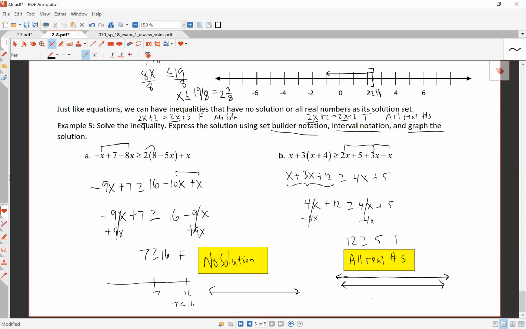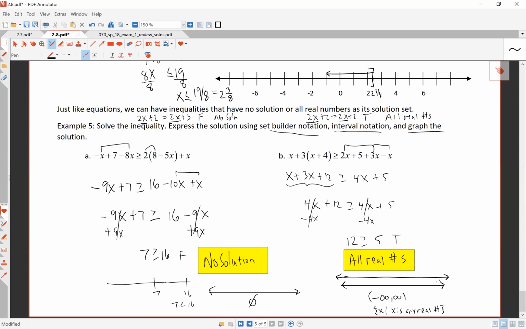In interval notation, you say negative infinity to positive infinity. There really is an interval notation for no solution. You just say it's the empty set. And that really is what you would do for set builder notation as well. But for set builder notation for all real numbers, you'd say the set of x such that x is any real number.